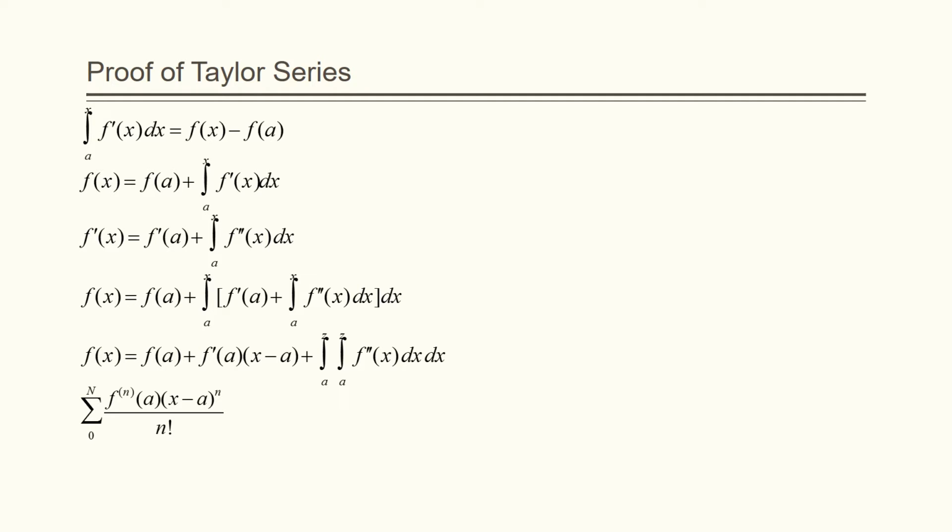And eventually, if we keep plugging in the first derivative, second derivative, and so on, we'll be able to have this power series here, which is the nth derivative multiplied by (x minus a) to the power of n over n factorial.